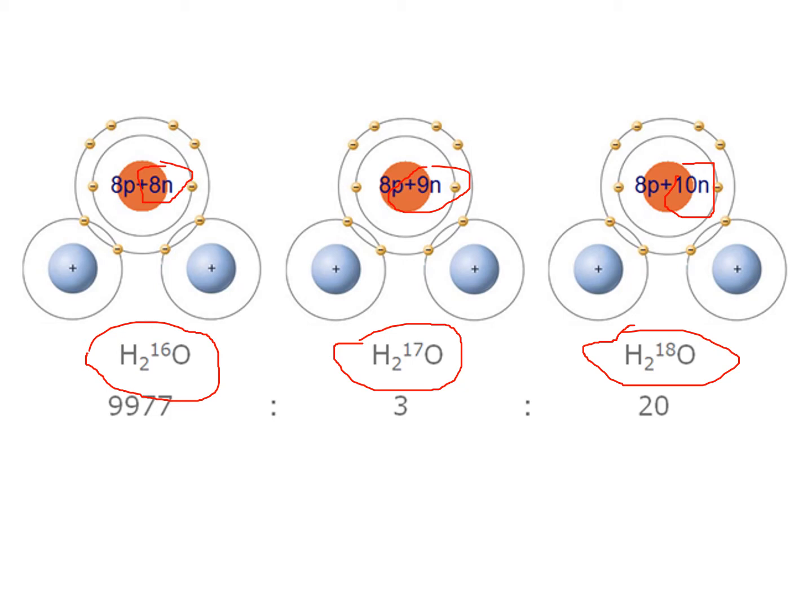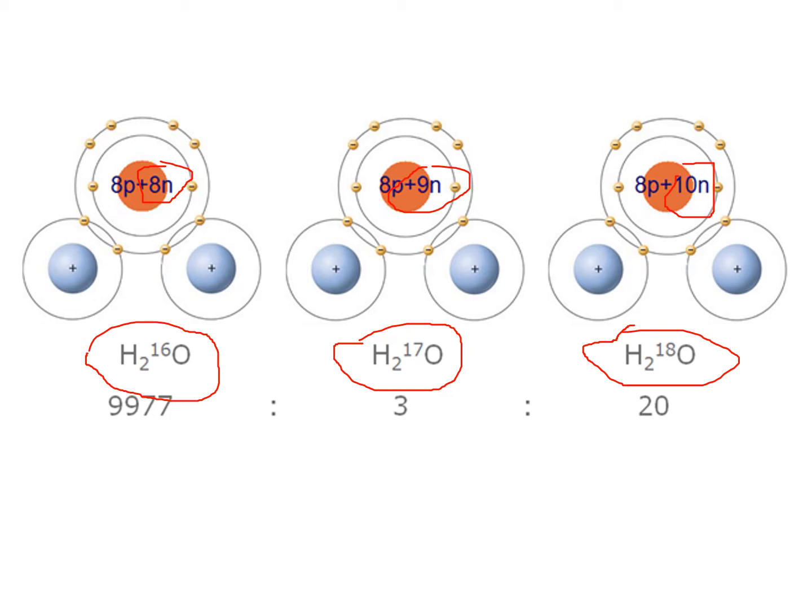Highest mass on the right, lowest mass on the left. Each one of these different oxygens is a different isotope. They have slightly different masses, and because they have slightly different masses, they behave slightly differently in the environment. And that's the property that we use when we're trying to understand past environmental and past climate changes.